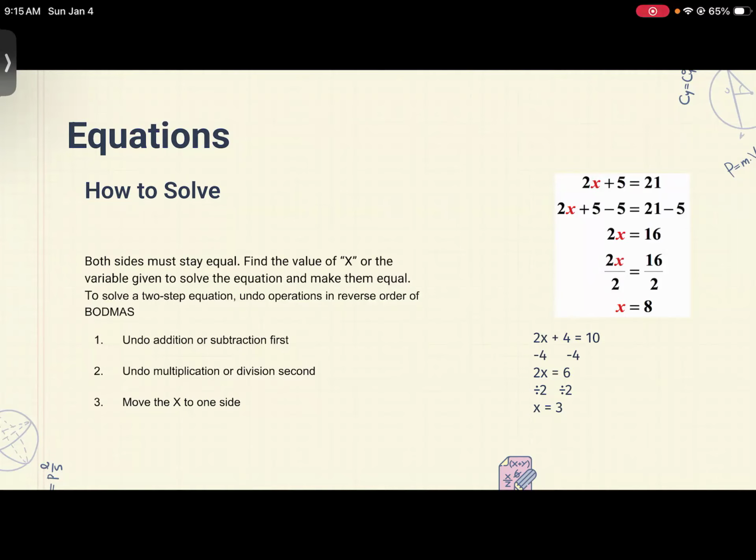So what you want to do is you want to undo operations in reverse order of BODMAS. That's the main thing to remember. So every time you see a plus, you want to subtract. Every time you see a subtract, you want to add. Then if you see a multiply, you divide. And if you see a divide, you multiply. And then these 2 problems on the right, you can see from there. Does that make sense?